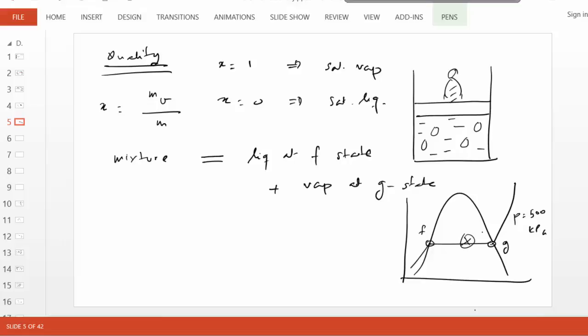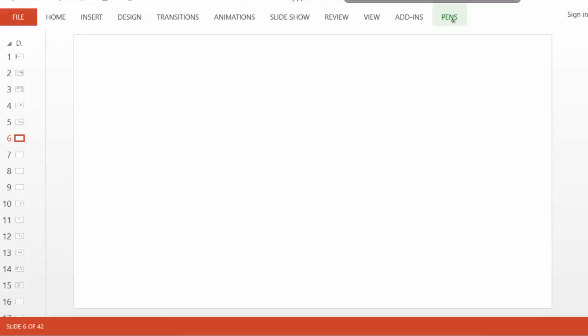So let's quickly develop a formula. Suppose, let's say we want to find entropy of a mixture. I'm just picking entropy as an example, but it could be internal energy, it could be specific volume, all these properties. So let's say we want to find entropy of the mixture. So obviously, then it will be entropy of the f state plus entropy of the g state, the fluid which are in saturated liquid and saturated vapor. See if you agree with that. Entropy is a sum of properties. So this is all the liquid and vapor.